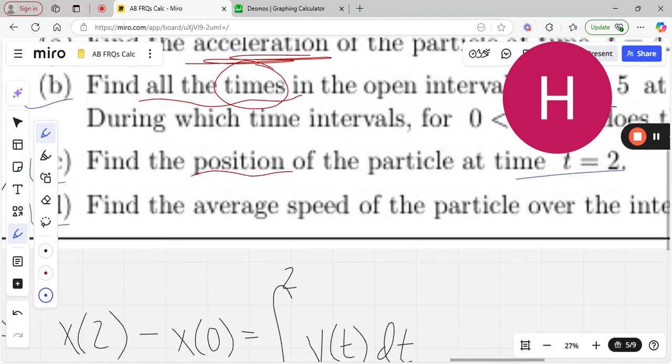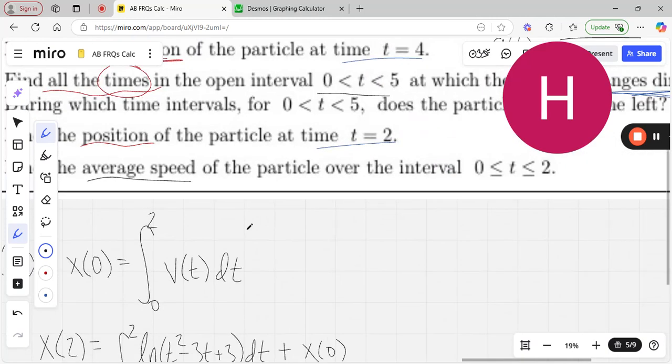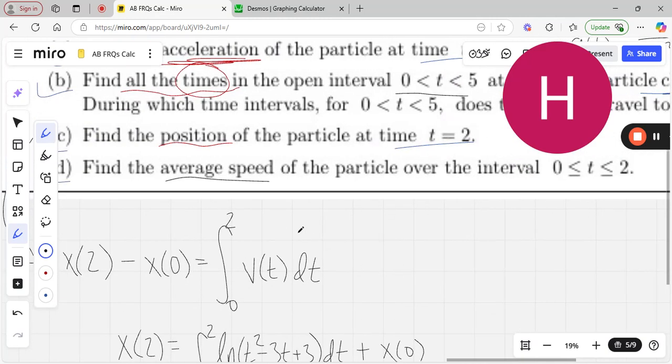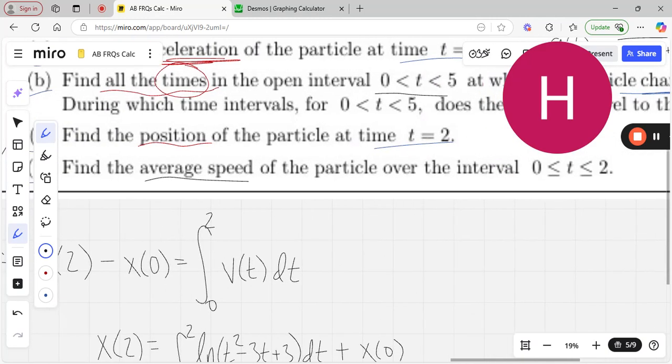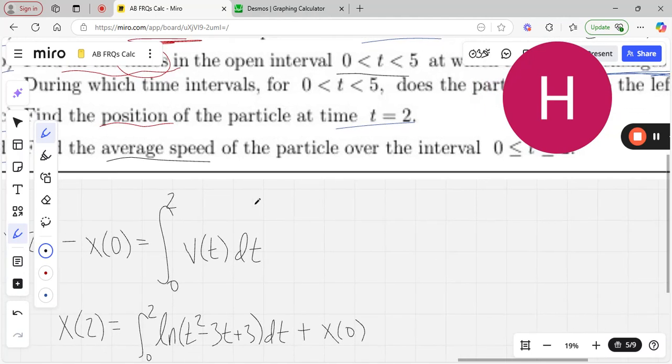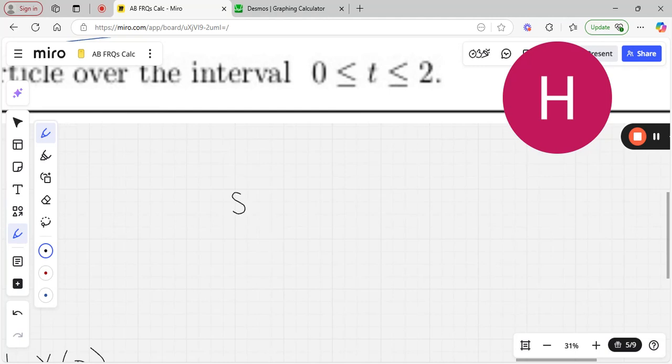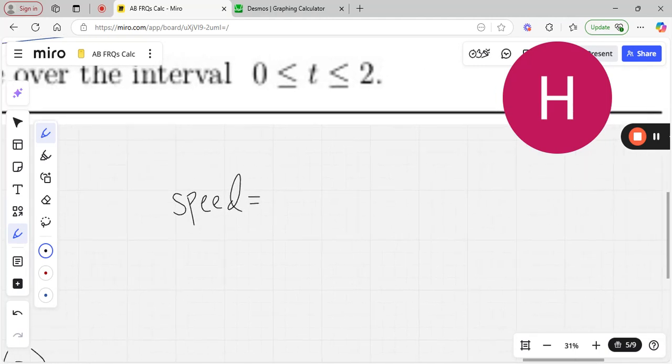Okay, part D. Find the average speed. Interesting. So how do we find average speed? Well, speed is just the absolute value of the velocity, right? So the average speed, instead of saying velocity equals displacement over time, speed equals distance over time.